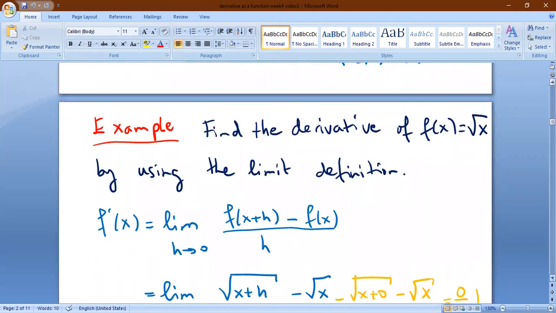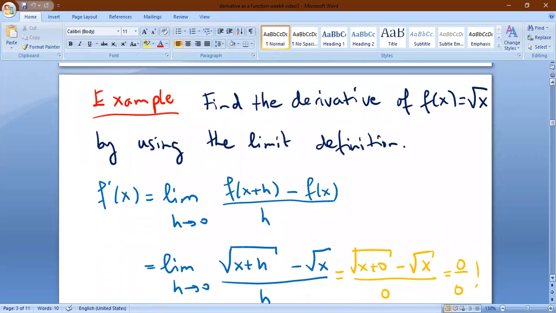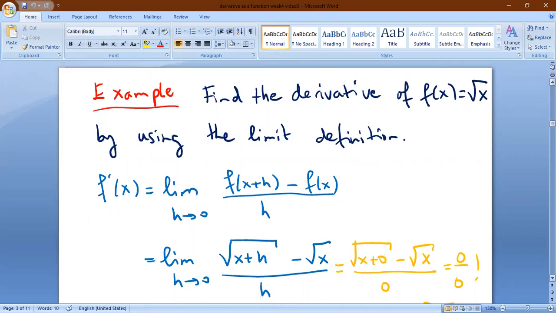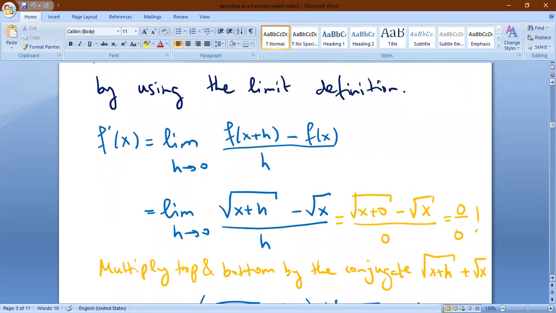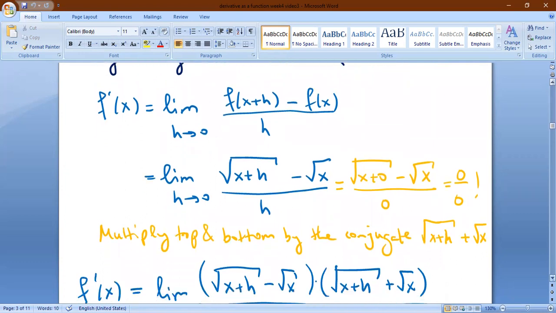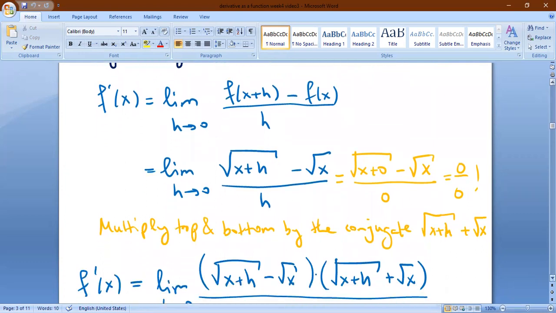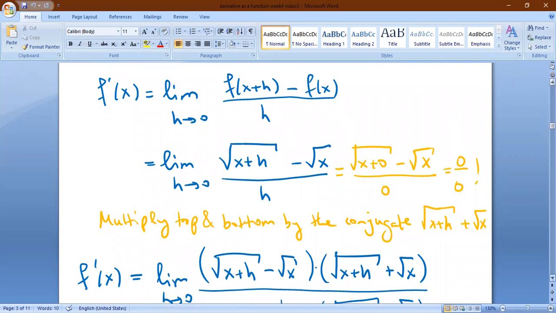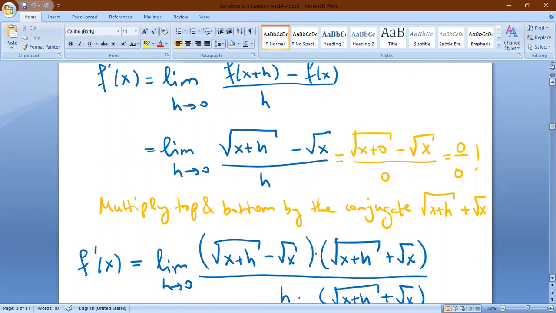Another example, find the derivative of the function square root of x by using the limit definition. So we just write the limit definition, put the points into the function which takes the square root, and then if we take the limit at first, we are going to have 0 over 0. So in this case, we cannot factor anything here, but from our limit techniques, remember that in these kinds of cases, we just multiply top and bottom of this fraction by the conjugate, which is square root of x plus h plus square root of x.